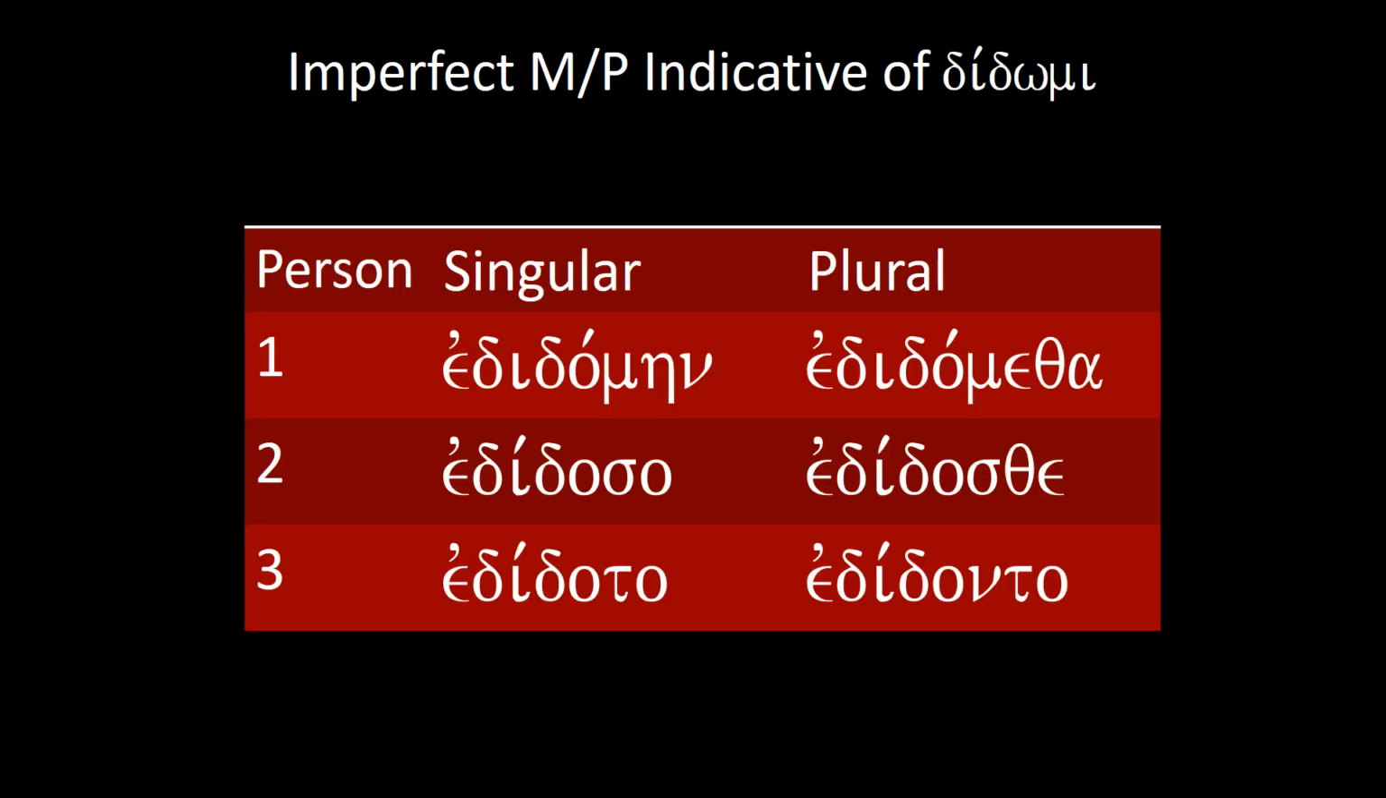Edidomen, edidote, edidosan. This is the number 4 endings: men, sa, ta, metha, sthe, nto. So then the plural: edidometha, edidosthe, edidonto. So we have the present stem, dida. We have an augment in front. Then we have those number 4 endings: men, sa, ta, metha, sthe, nto.